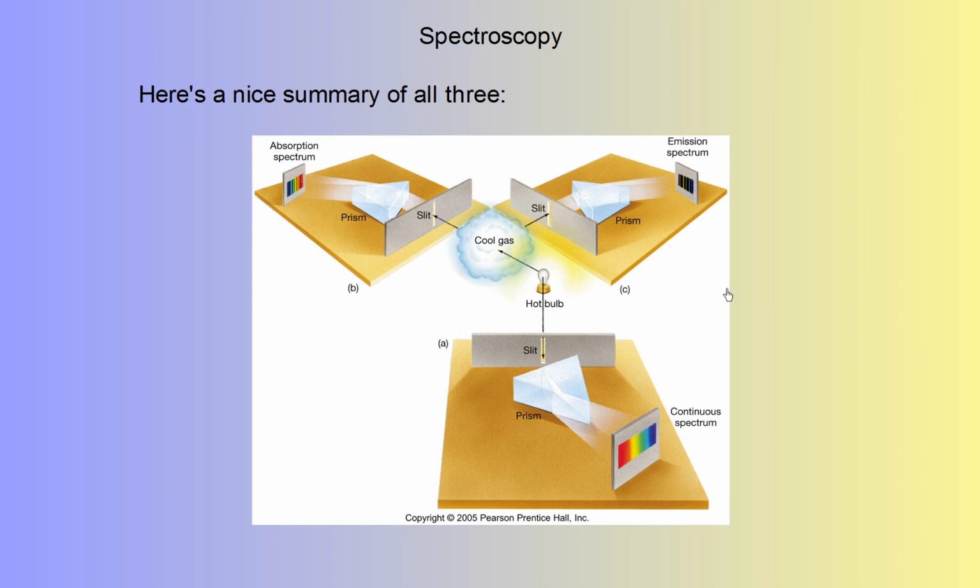And so that's how we figure out the life cycle of stars through the light coming from them. So it's pretty amazing that we can figure out so much just from photons of light.